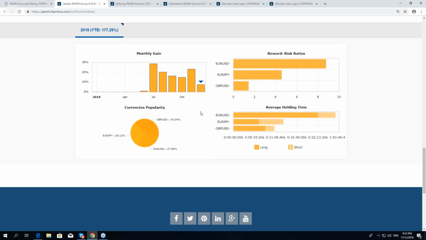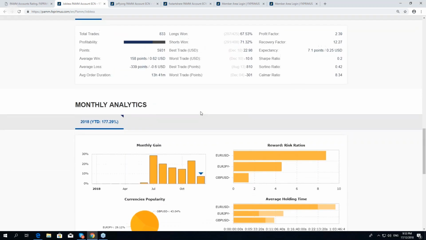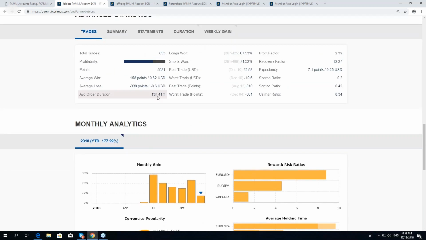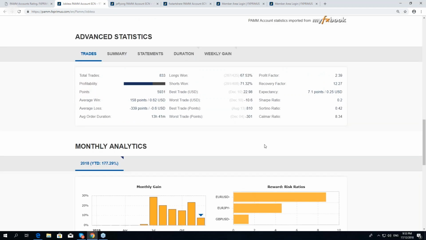His average order duration is only 13 hours. That means he seldom holds his trades overnight: he enters the trade, collects his profit or makes a small loss, and then exits. Very seldom will he hold trades overnight, based on this statistic. Okay, sounds good.